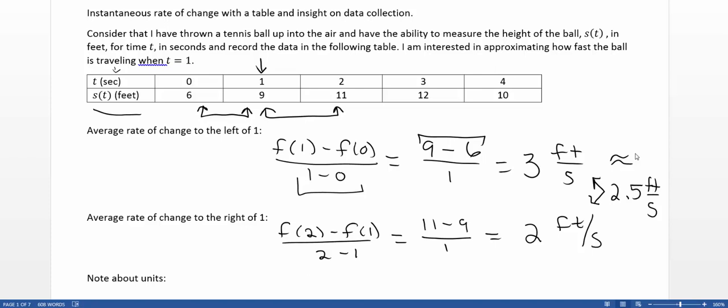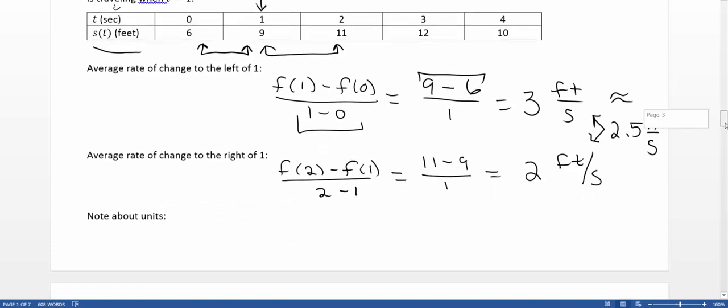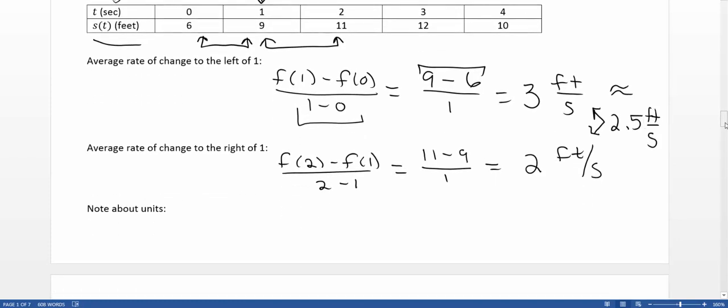Now, a note about the units. So again, we get the units of the average rate of change because we're taking the dependent units, which were on the top of our formula, divided by our independent units, which were on the bottom of the formula. Since we're using the average rate of change to approximate the instantaneous rate of change, the units of the instantaneous rate of change are also going to be in feet per second.